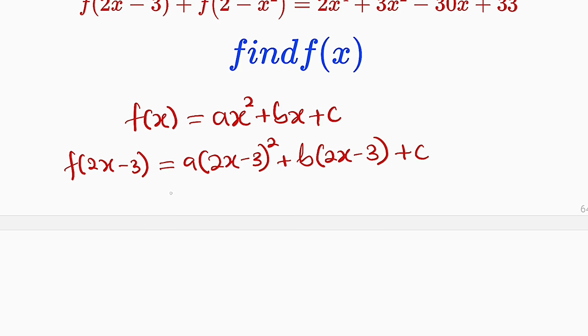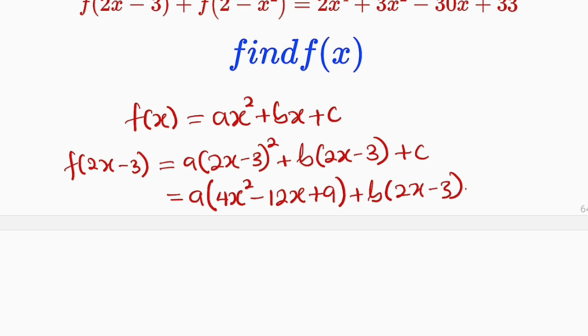Let's expand. This is equal to a multiplied by, what is the expansion of this? This is binomial expansion. You take the first term, you square that. 2x squared is 4x squared. The minus because of that minus sign, 2x times 3 is 6x, then this 6x times 2, this 2 is constant, which is going to give us 12x. Then negative 3 squared is 9. We have plus b times 2x minus 3 plus c.